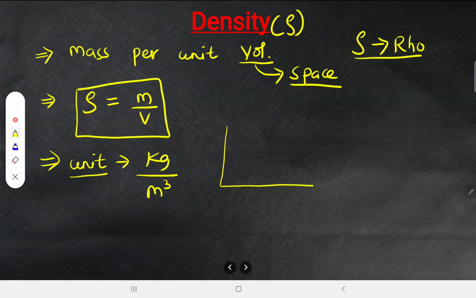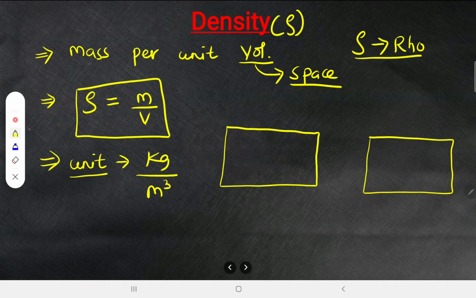For example, I have one container here, or one box. Same box I have here. Two same boxes which have the same space. So whatever inside space is there, it's the same. Here also the same space is there, and here also the same space is there. Let us take that volume to be anything, for example, 1 meter cube. This volume is also 1 meter cube. What is the meaning of 1 meter cube? I will come to that also.